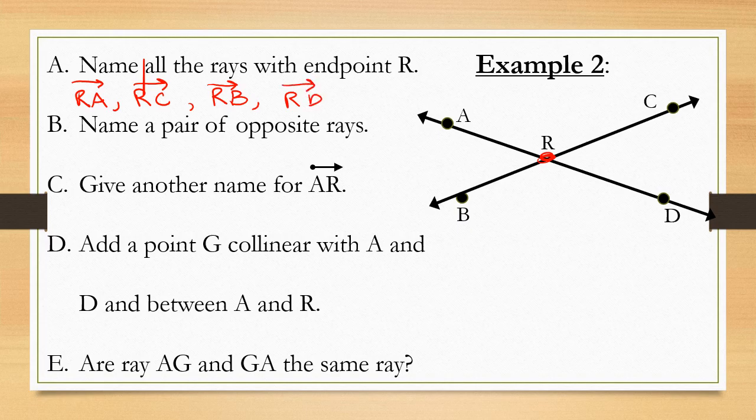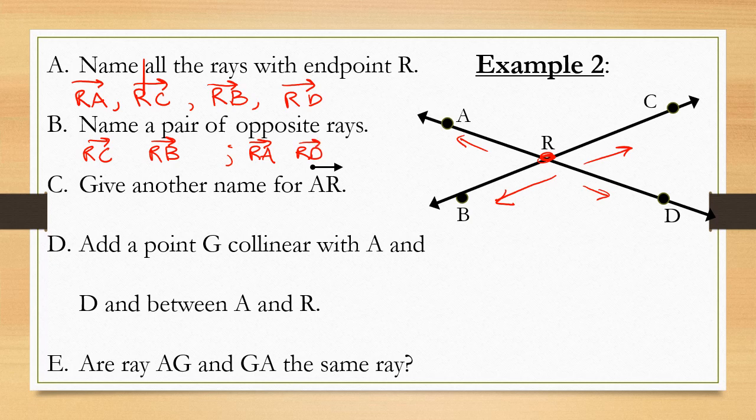So if we look at our picture and we name opposite rays, there are two characteristics of opposite rays. Opposite rays have the same endpoint and go opposite directions. So I could use ray RC, which looks like this, and I could use ray RB that looks like that. I could also go this way and use ray RA and ray RD.